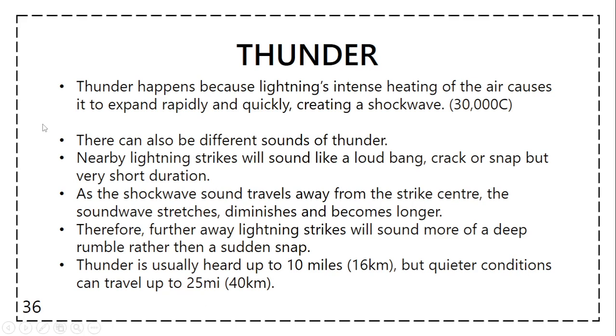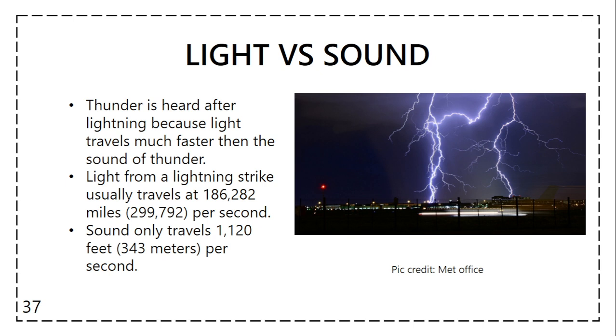There can be different sounds of thunder. Nearby lightning strikes will sound like a loud bang, crack, or snap, but of very short duration. As a sound wave travels further away from the strike, it stretches, diminishes, and becomes longer. Therefore, further away lightning strikes will sound more like a deep rumble than a sudden slap. Thunder is usually heard up to 10 miles, or 16 kilometers, away from the strike, but in quieter conditions it can be up to 25 miles, or even 40 kilometers.